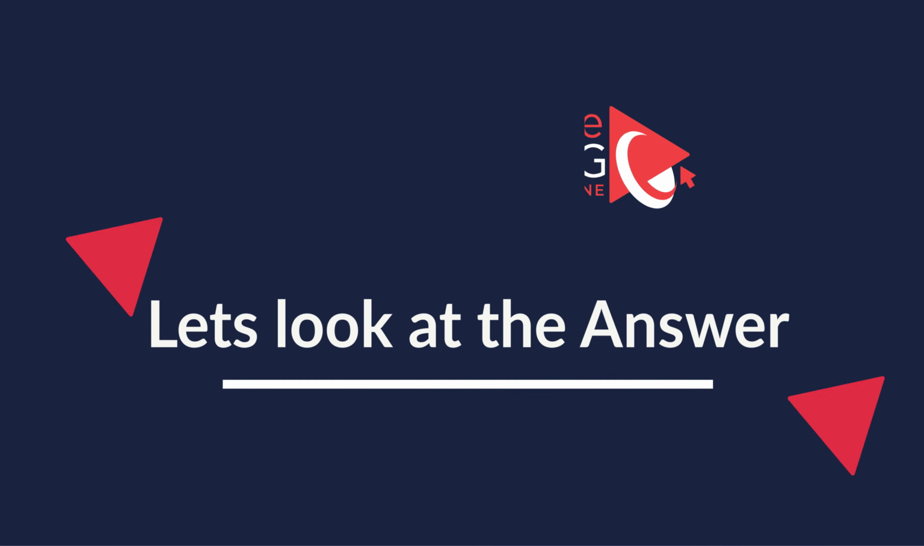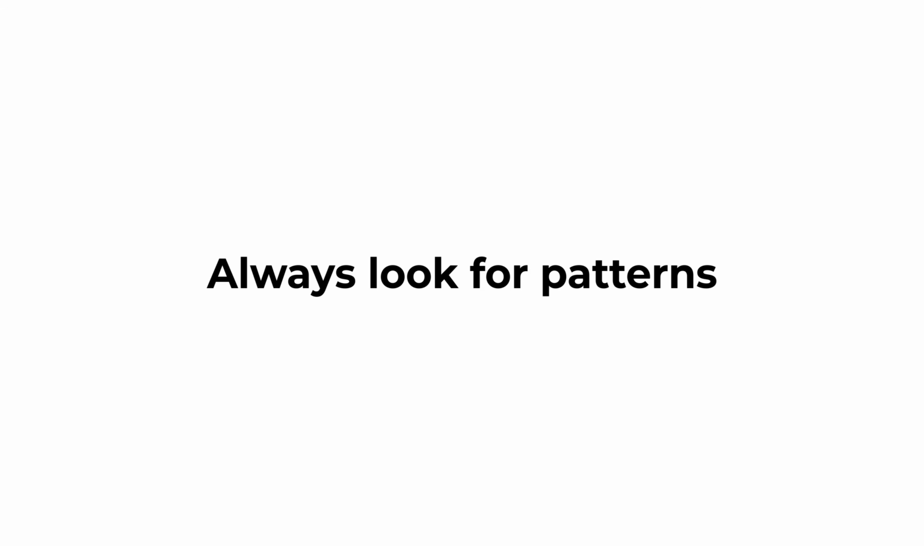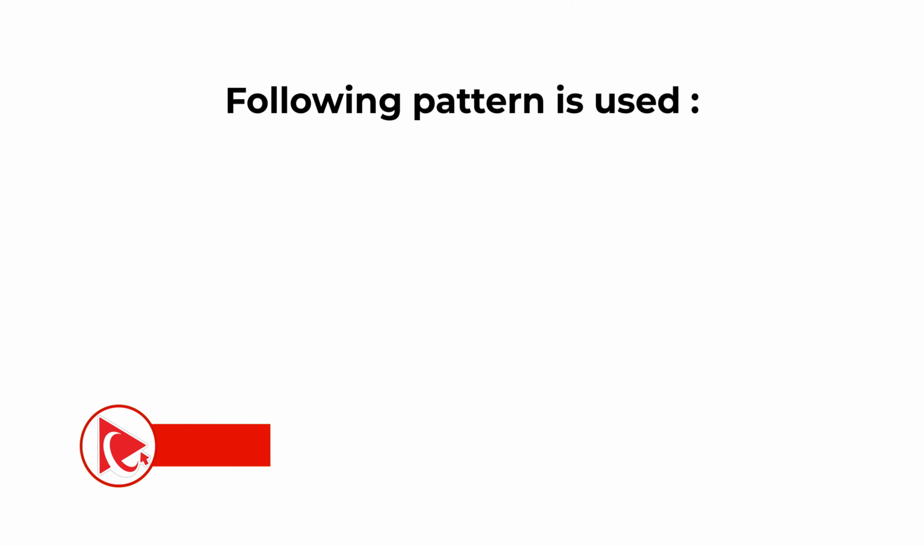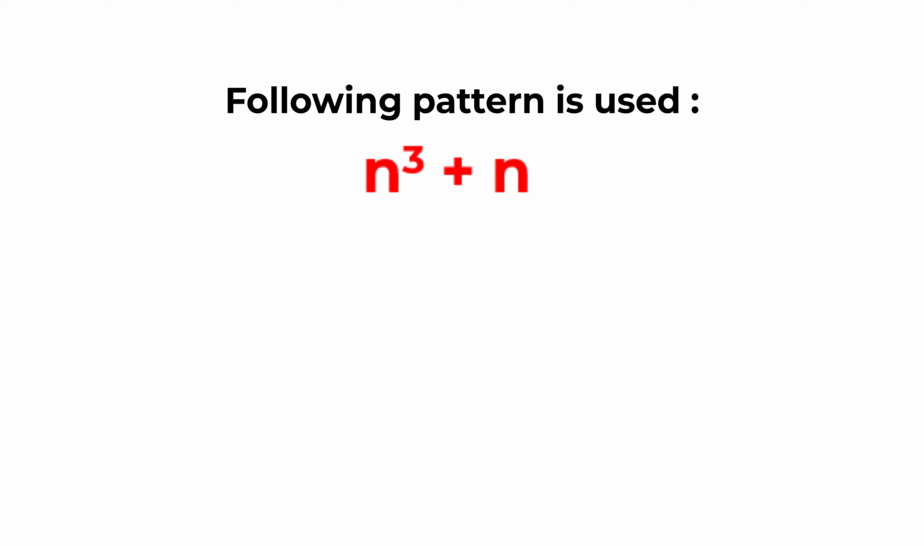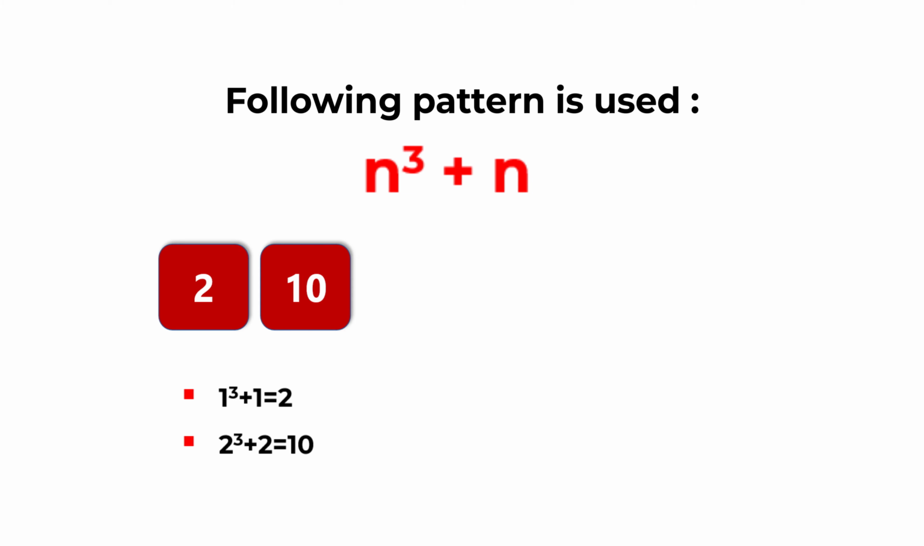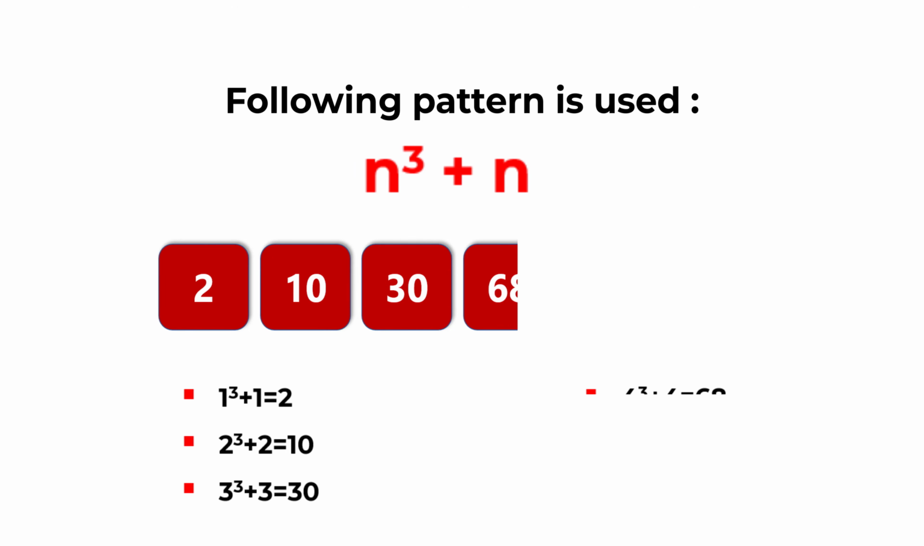When dealing with sequence questions, my recommendation to you is always look for patterns. And to determine the answer in this case, we need to use the pattern n cubed plus n. So the first number was calculated as 1 cubed plus 1 equals 2. The next number was calculated as 2 cubed plus 2 equals 10. The following number was calculated as 3 cubed plus 3 equals 30. Then 4 cubed plus 4 equals 68.